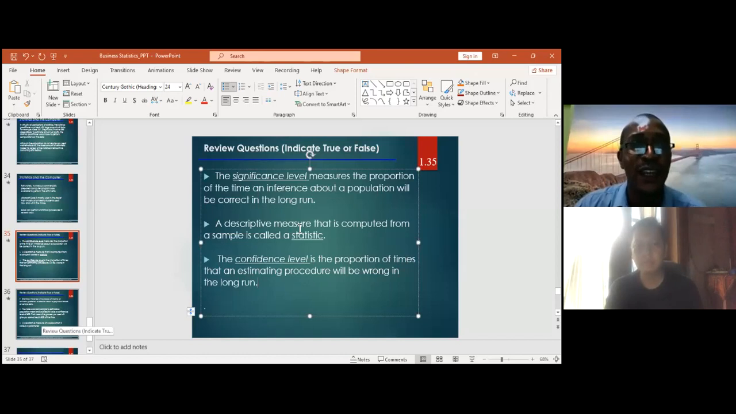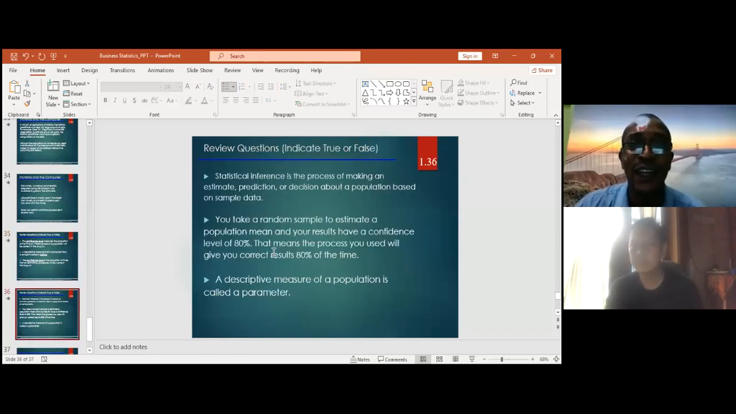Okay, so this is the last question. This is the last slide for the question. Statistical inference is the process of making an estimate, prediction, or decision about a population based on sample data, true or false? The answer is also in the slide. True or false? So who is going to help us?